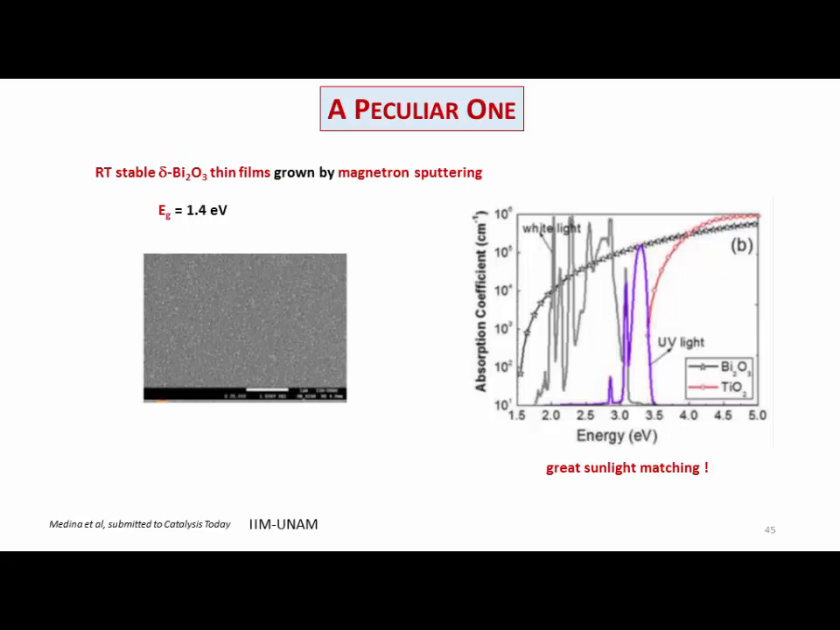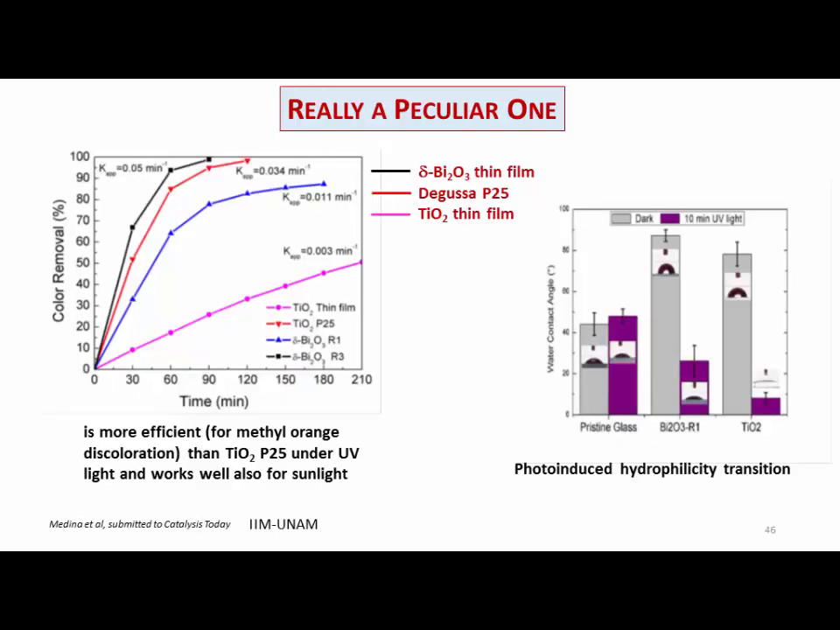And this is the absorption coefficient of this material. This is a white light, so it encompasses perfectly the spectral spectrum. And in fact, if you compare the results of discoloration, you see that this is the thin film of titanium, this is the nanoparticles of titanium. So from thin film to nanoparticles, there was a gain. And this is the thin film of bismuth oxide. So you are getting better results because you exploit the light much better. And still, this is not nanoparticles, so we are expecting that if we are able to grow nanoparticles, this can become even better.